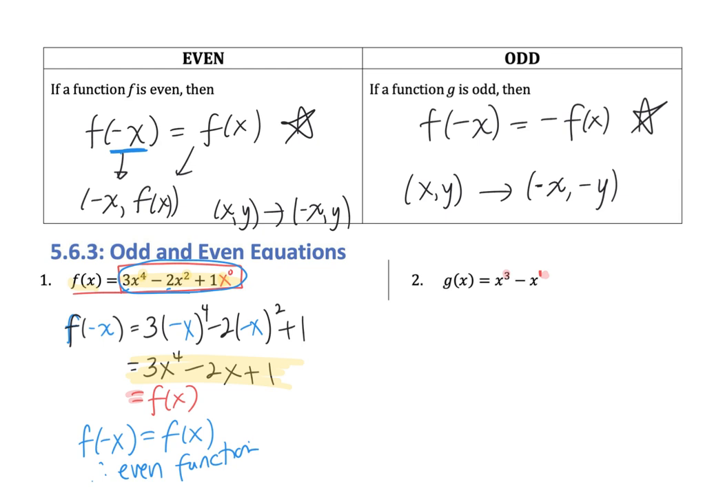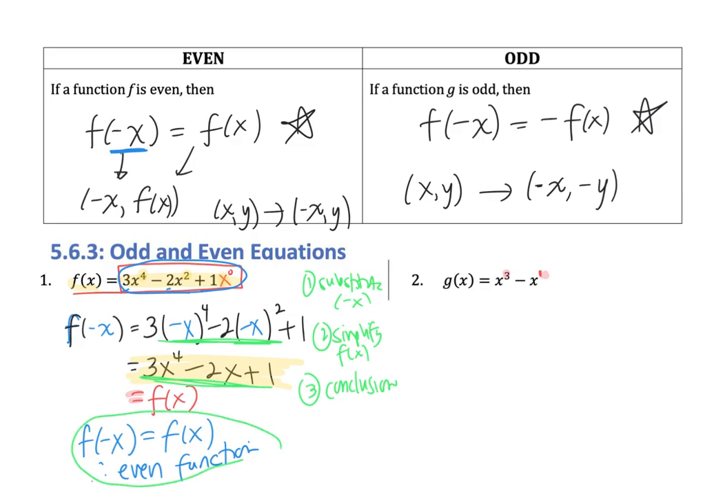So you must do these steps. Step number 1, you must substitute in negative x. Step number 2, you must simplify the function. And step number 3, you must write a conclusion. So this was step number 1. I substituted in negative x. Step number 2, I simplified the function. Step number 3, I showed that when I put in the opposite of x, I got the same original function. And then I concluded with, therefore, now I know it's an even function.